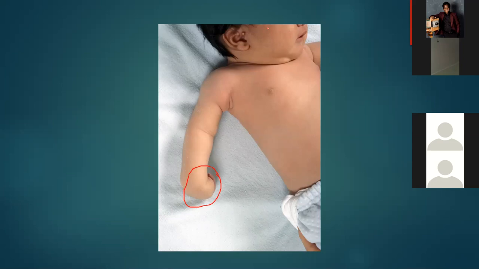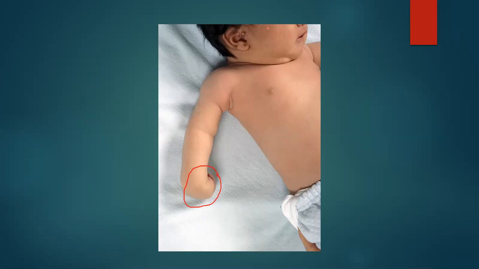Let me go to the whiteboard so I can type, because I think I need to write one or two things on Erb's palsy. Please take notes, please. This is very, very important. Take notes. So let's start with Erb's palsy.